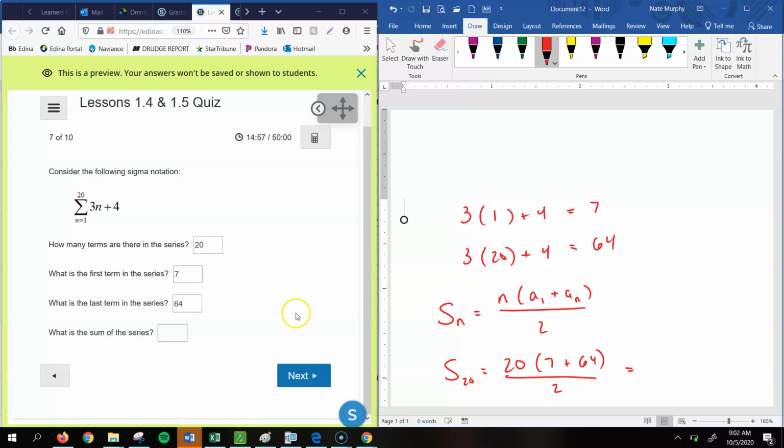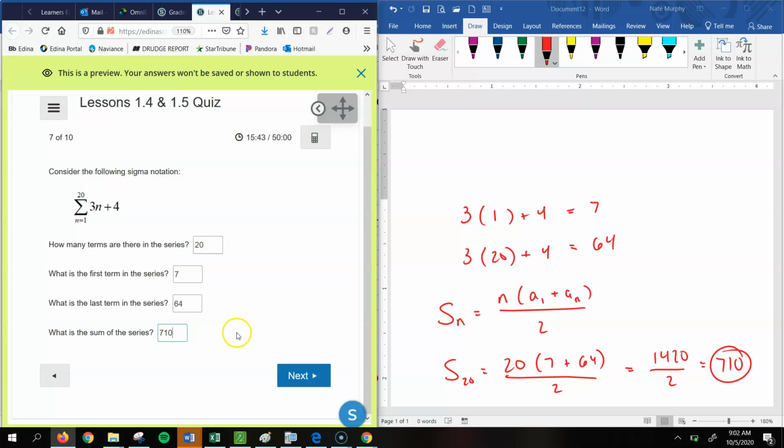So that you would just plug in your calculator. Now if I were to plug this in my calculator, I would do this in 2 steps. So I would do the numerator first, and then divide by 2. So when you do that, you get 1,420 in the numerator, and then we'd have divided by 2. And when you divide by 2, you get 710. So 710 would be the sum of that series.